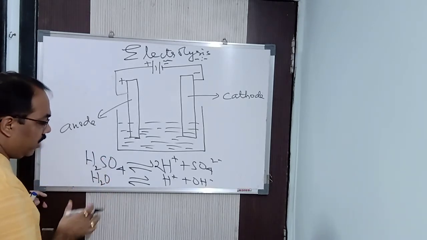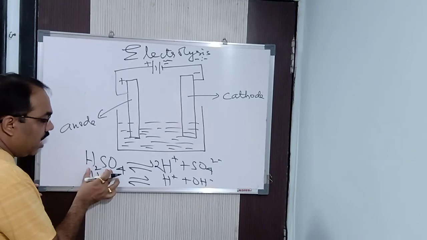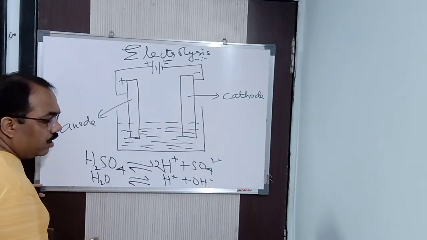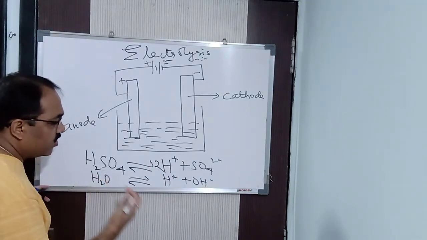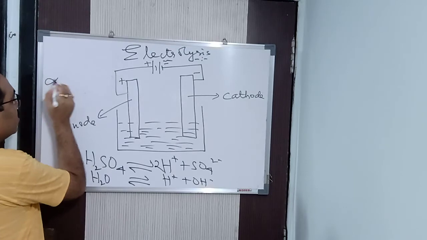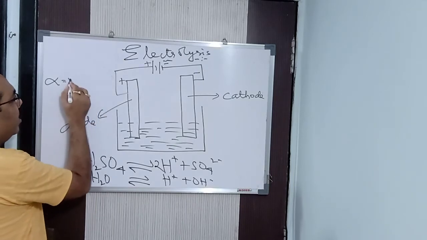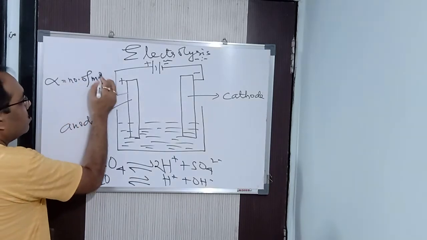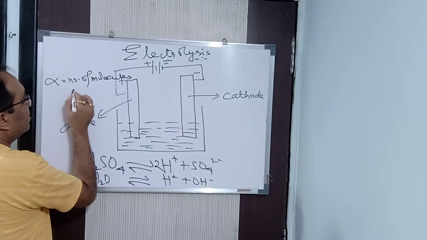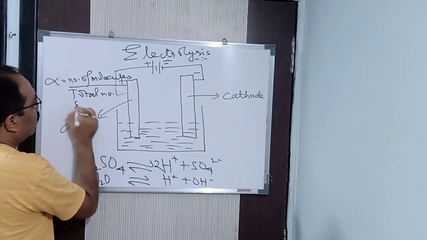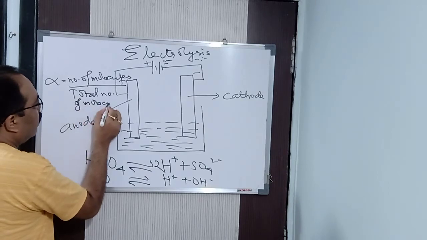Why do we say strong electrolyte? Because let us say I am taking 100 molecules of sulfuric acid. It dissociates almost completely, let us say 99 molecules dissociate. In case of a strong electrolyte, the degree of dissociation is calculated with the help of alpha. Alpha is the degree of dissociation. How do you calculate alpha? Number of molecules dissociated by total number of molecules.